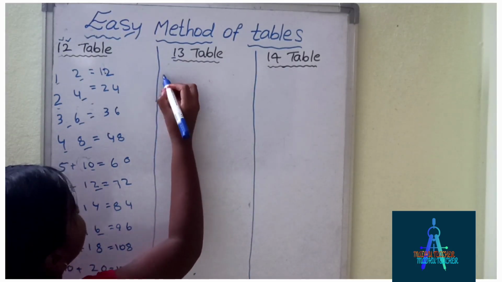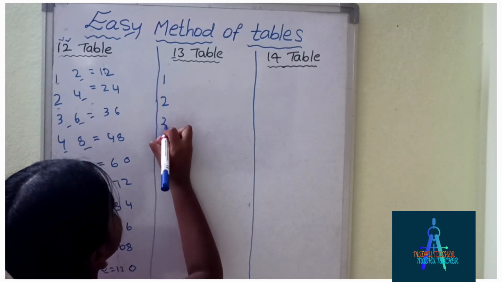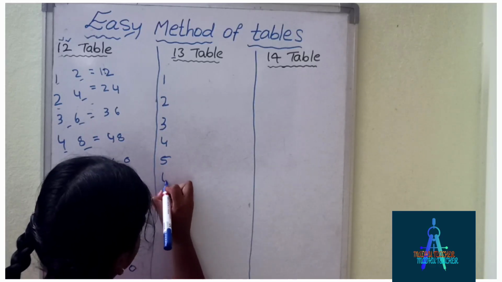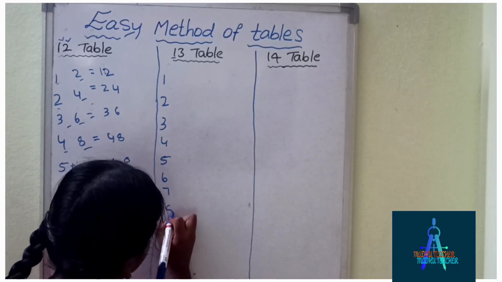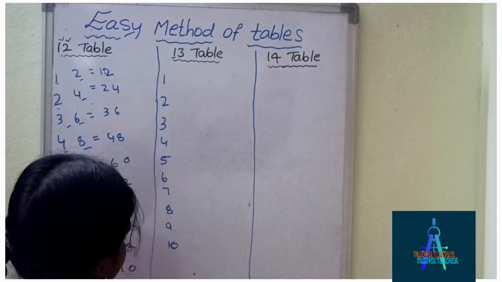Next easy method of 13 table. Again we must write 1 table. 1 1s are 1, 1 2s are 2, 1 3s are 3, 1 4s are 4, 1 5s are 5, 1 6s are 6, 1 7s are 7, 1 8s are 8, 1 9s are 9, 1 10s are 10.